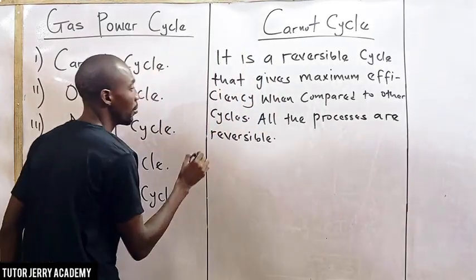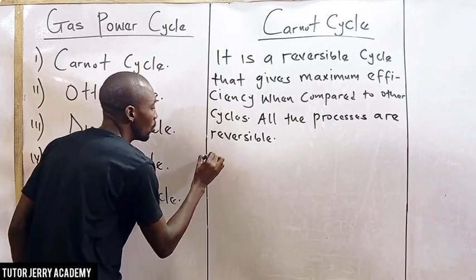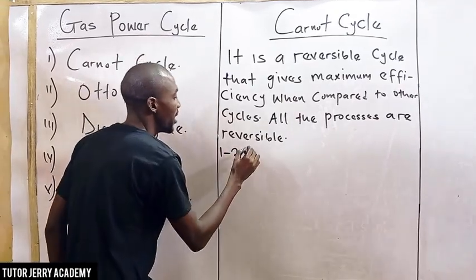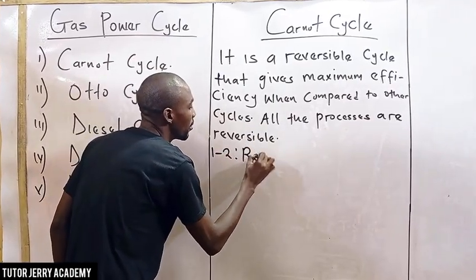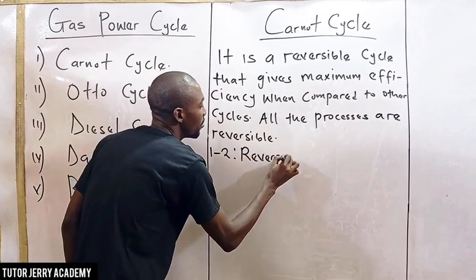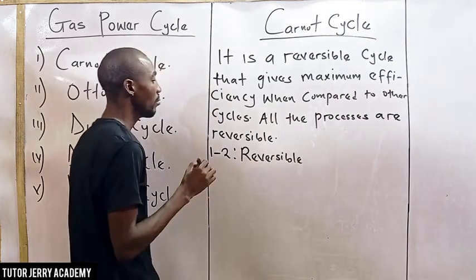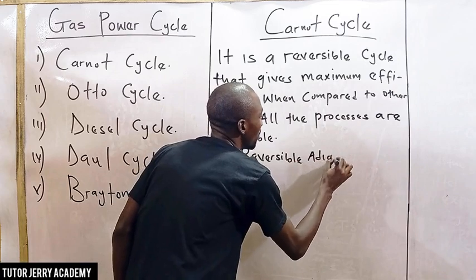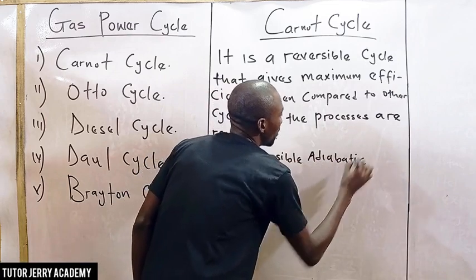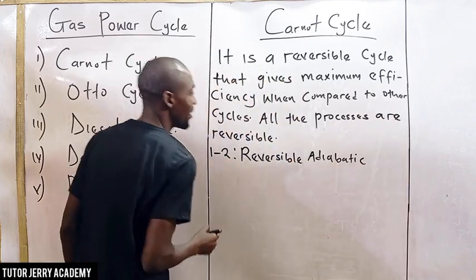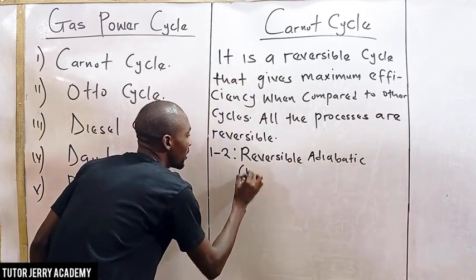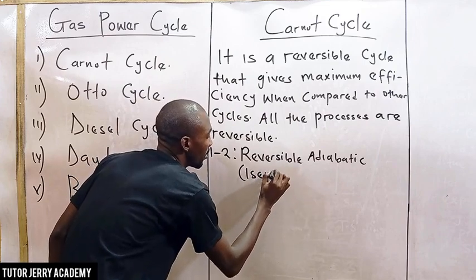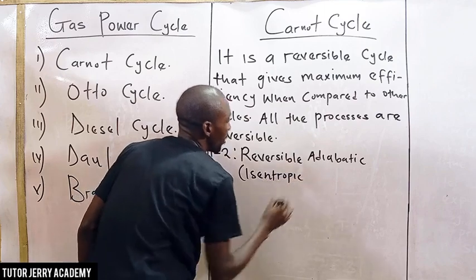So let's write them. We have process one to two. One to two is a reversible adiabatic, which can also be called isentropic.